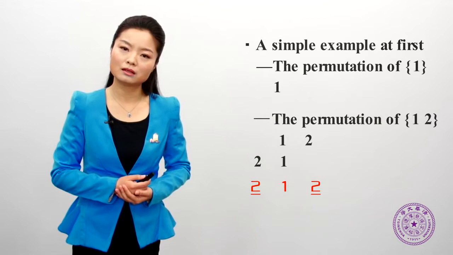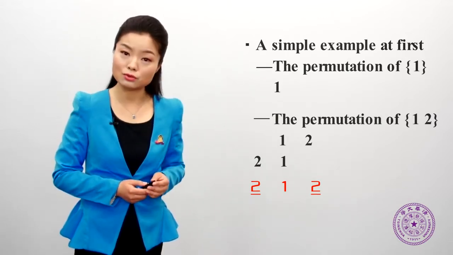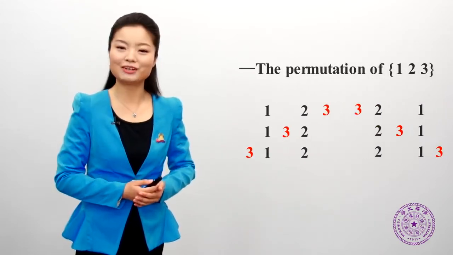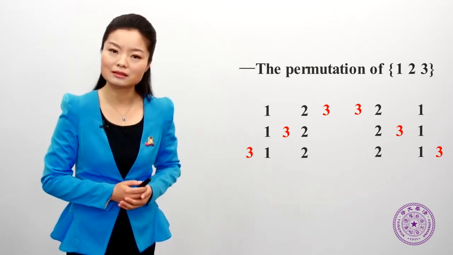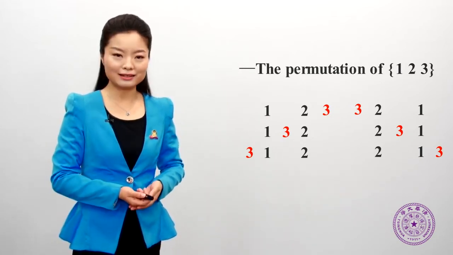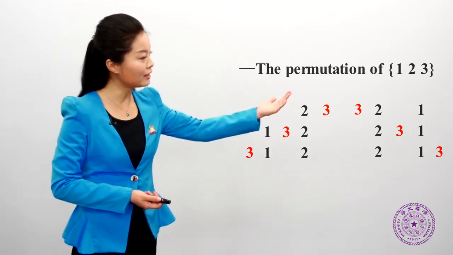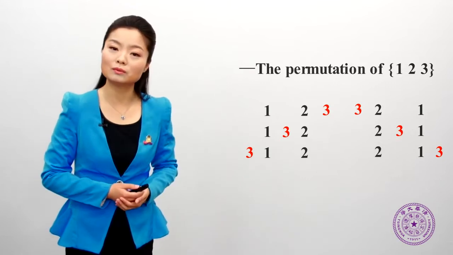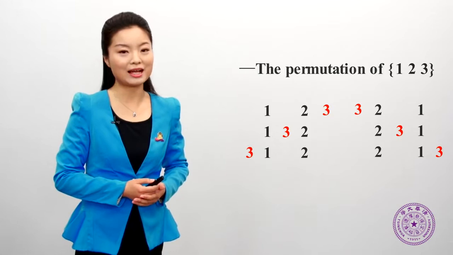Now with this idea, let's think: could we generate permutations of 3 from permutations of 2? For example, we already have 1, 2 and 2, 1. Now we also have 3. The position of 3 could be moved from right to left, one by one, in a permutation of 2. So now I have a series of permutations of 3.